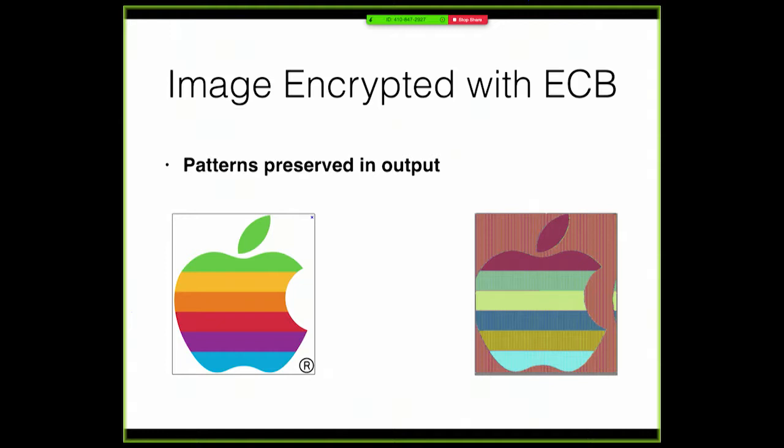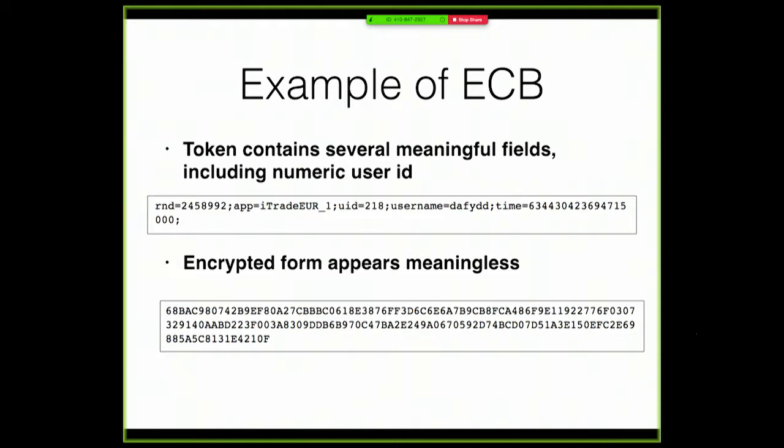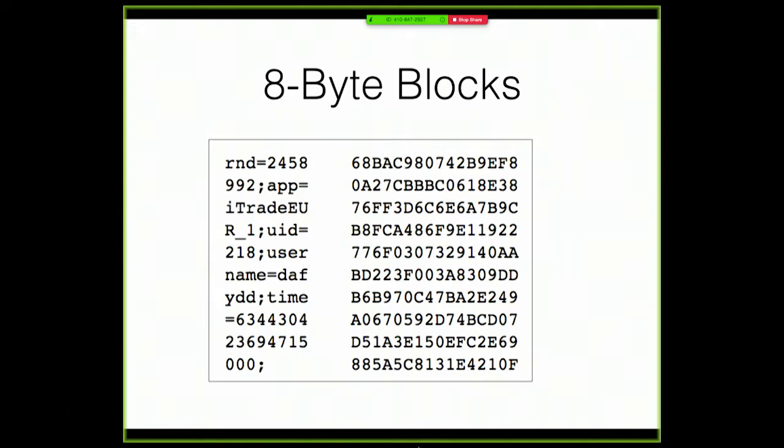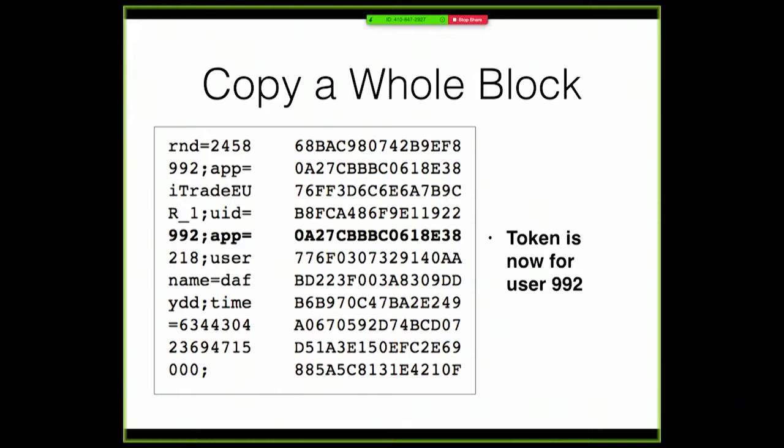So here's ECB. You have a random number, an app, user ID, username, and all that jazz. You encrypt it with ECB. It looks good and random, just a bunch of random hexadecimal junk, but it's actually 8-byte blocks. So this 8-byte block turns into that, this 8-byte block turns into that. Now, even though you don't have the key and you can't decrypt it, you can rearrange the blocks because each one of them is independent. So copy a whole block like this one that has a 992. The user ID is 992 right now.